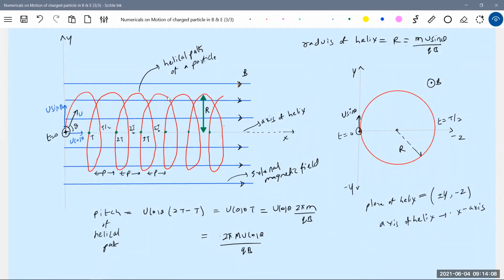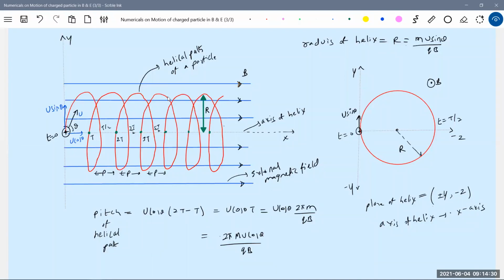What is the best method? Split this problem into the motion of the particle along the x-axis and the motion of the particle in the yz plane. Then take the vector sum, and you're going to get the required answer. So let's do that. Let's find the position vector and velocity vector of a charged particle moving in this given region.